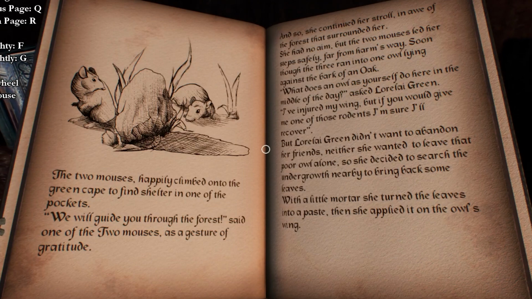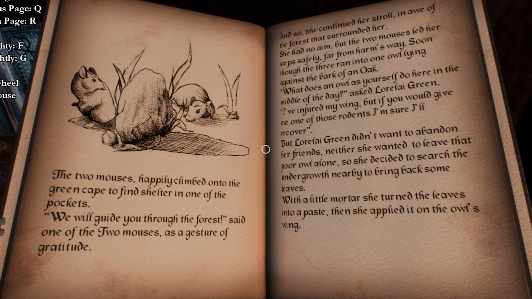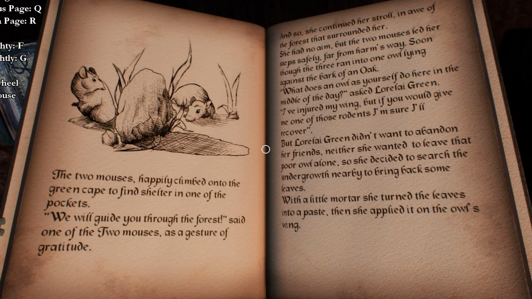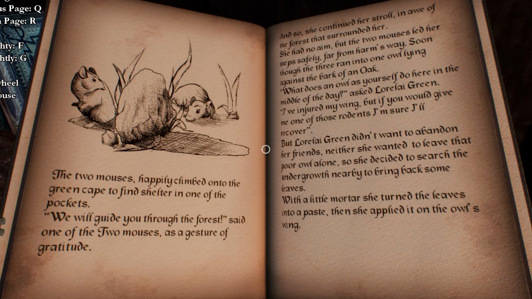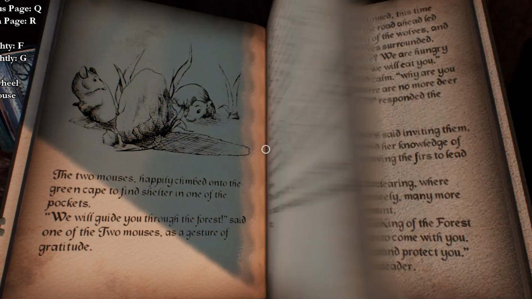"What does an owl as yourself do here in the middle of the day?" asked Lorelei Green. "I've injured my wing, but if you would give me one of those rodents, I'm sure I'll recover." But Lorelei Green didn't want to abandon her friends. Neither did she want to leave that poor owl alone. So she decided to search the undergrowth nearby to bring back some leaves. With a little mortar, she turned the leaves into paste. Then she applied it on the owl's wing.